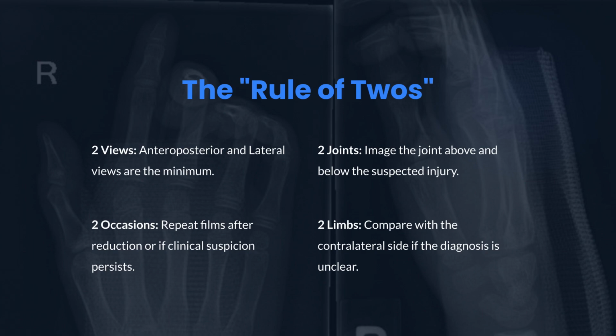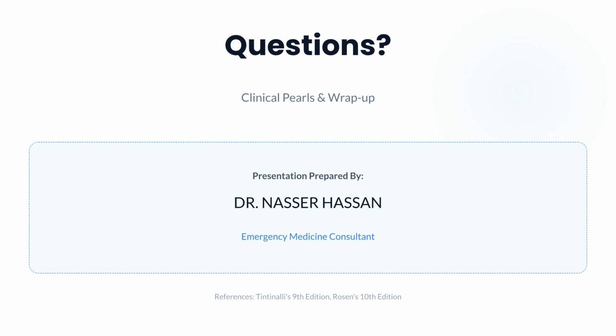When ordering imaging, apply the rule of twos. Ensure 2 views, image 2 joints, repeat films on 2 occasions if needed, and compare 2 limbs if the diagnosis is unclear. This concludes our video on general orthopedic principles.